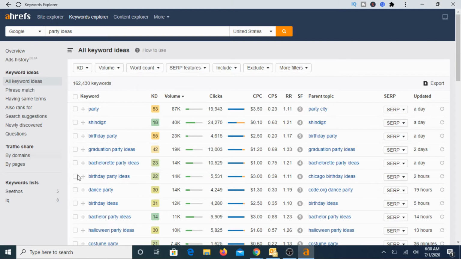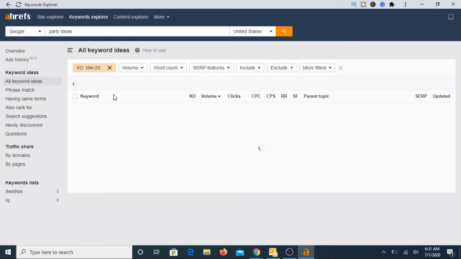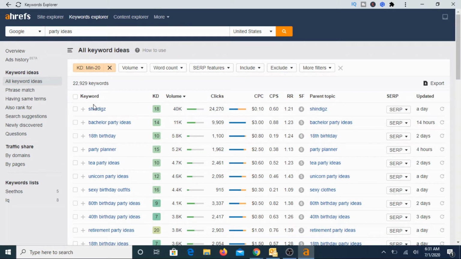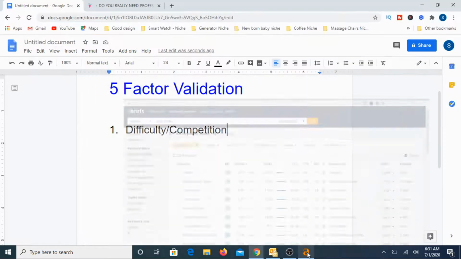Whenever we do a validation for any keyword, we look for the number of keywords available with low difficulty or low competition. The label here, KD, stands for keyword difficulty. Lower is always better. For new websites I always suggest filtering the keywords with difficulty less than 20. Let's apply this filter and check how many keywords appear. There are about 20k keywords available. That means there are a decent number of keywords associated with this particular micro niche. So the first validation is true.